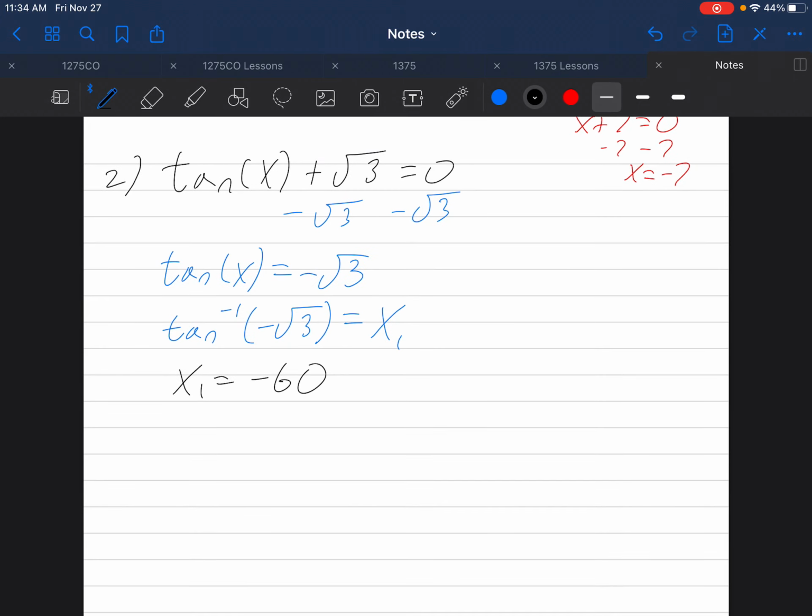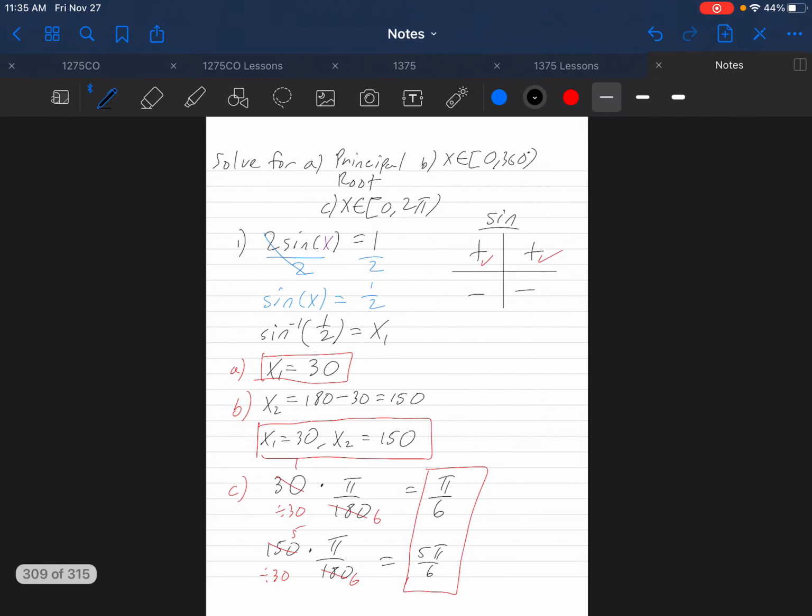So let's look at this. When you type in inverse tangent of negative radical 3 into a calculator, you're going to get this negative angle, right? It's going to say negative 60. Now what this means is that this is an angle that measures negative 60 degrees. So this, again, straight from your calculator, this is your principal root.